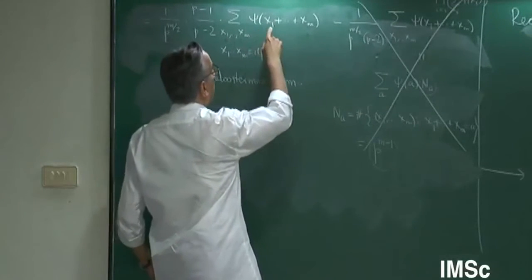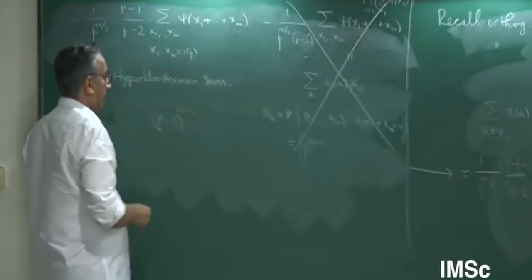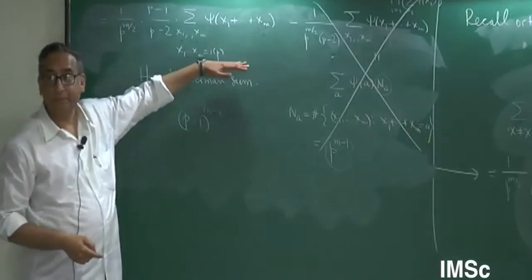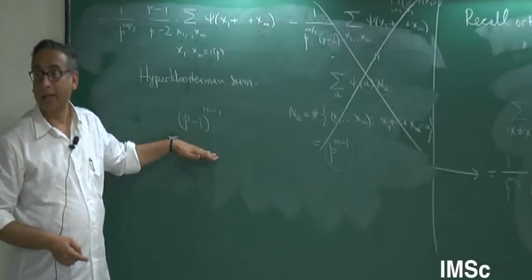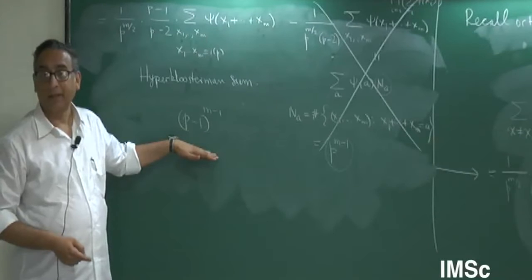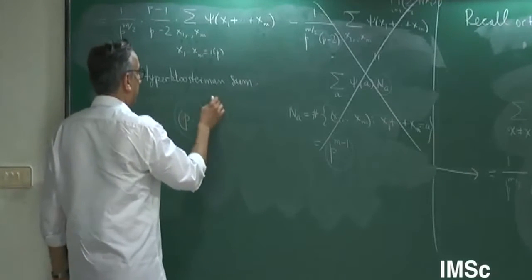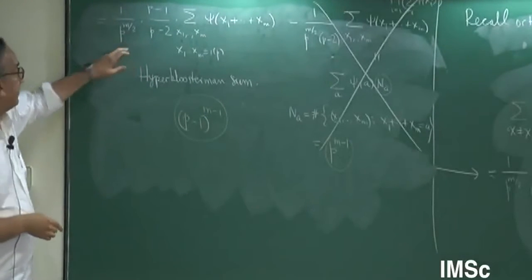For each such choice, this is at most 1. Therefore, the trivial estimate for that particular sum is (p minus 1) to the power m. Everyone okay with this? Okay? Now, let's see if I can use the trivial estimate, plug it in here, and see what kind of thing I get.